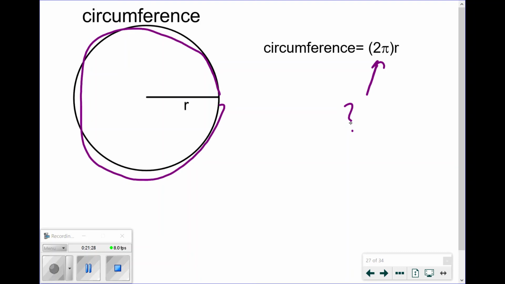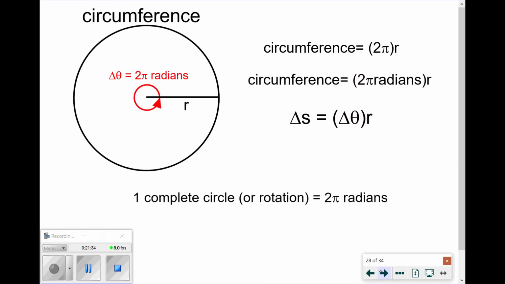For most people, they think it's just some random number that is used to find the circumference. But the reality is, it's an angle. It is the angle of a complete circle in radians. So if we were to be very honest about the circumference equation, it's not 2 pi r. It's 2 pi radians times r, where radians is an angle.